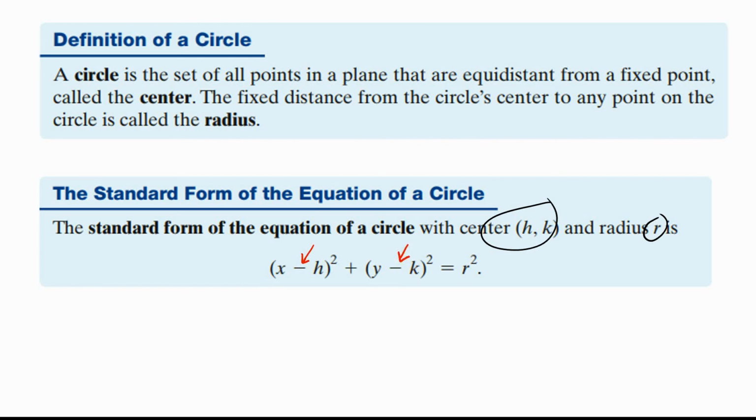The formula says that the expression has to be of that form. So if it's x plus 2 squared, then you know that h is going to be -2.